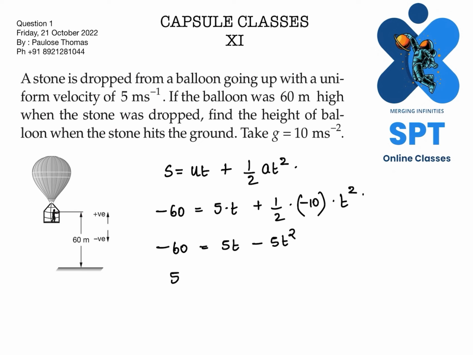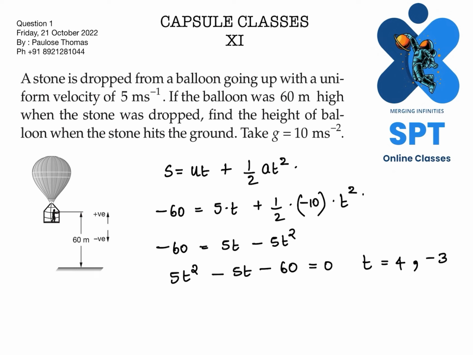So this becomes a quadratic equation. It becomes 5t square minus 5t minus 60 equal to 0. When you solve this, you will be getting time t equal to 4 and minus 3. Since time cannot be negative, we are taking that positive value, which is 4 seconds. So we understood that it will take 4 seconds for the stone to hit the ground.